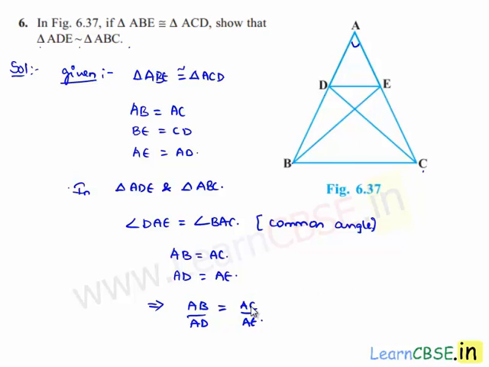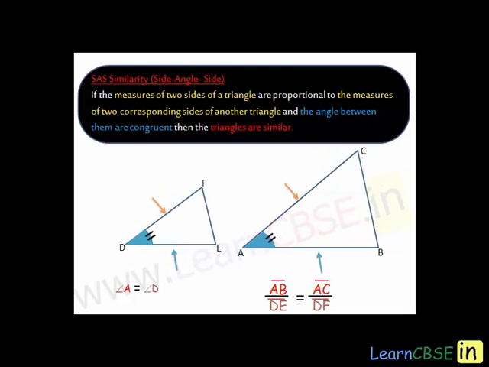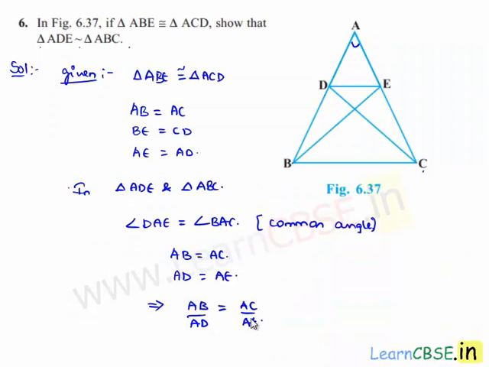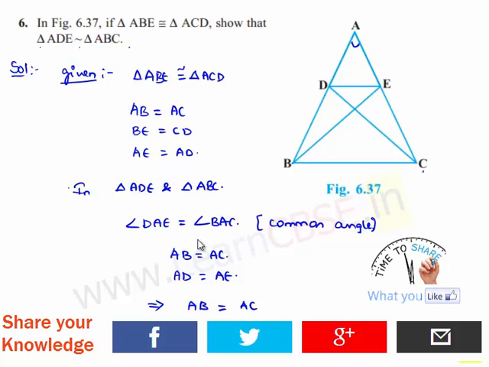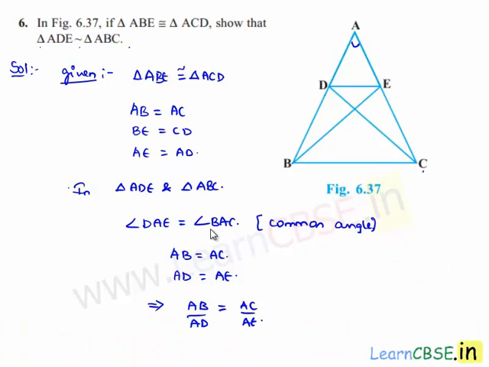Therefore, here two corresponding sides are in proportion and one of the angles is equal. So therefore by SAS similarity, we can say that triangle ADE is similar to triangle ABC.